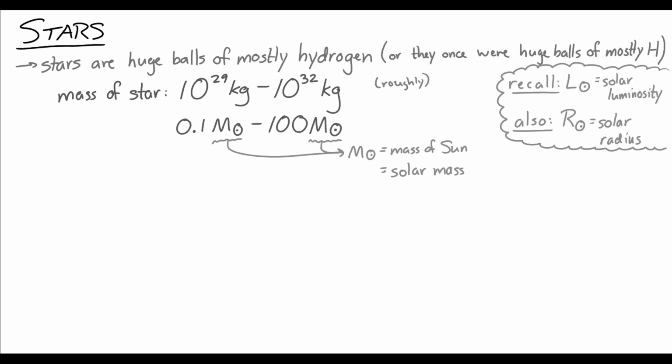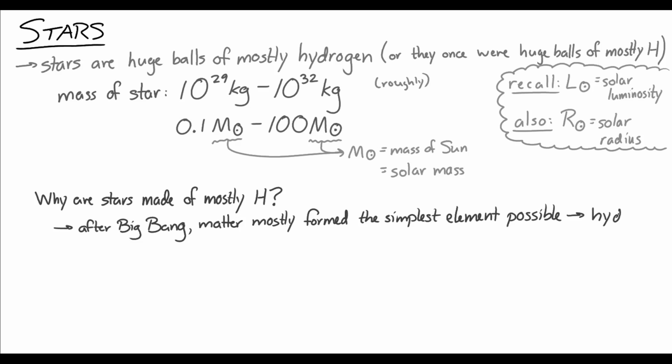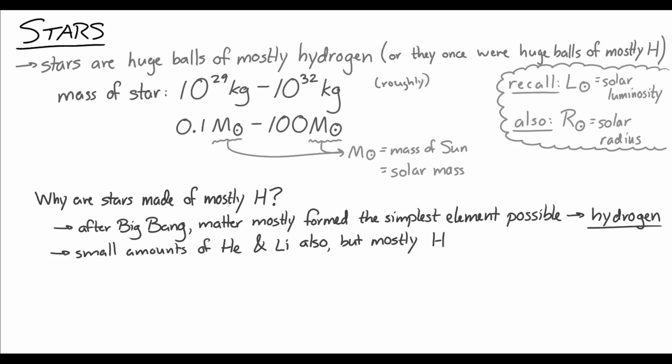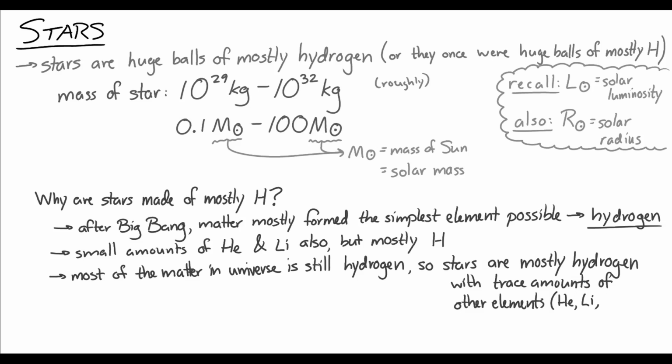So why hydrogen? Why would stars mostly be made of hydrogen? Well, that's because after the Big Bang occurred, matter mostly formed the simplest element possible, which is hydrogen. Now, there was a very small amount of helium and lithium formed, but by far the most common element formed after the Big Bang was hydrogen. And that's still the case. Most of the matter in the universe is hydrogen, and so stars are mostly hydrogen. Although they can have trace amounts of other elements like helium, lithium, calcium, oxygen, carbon, iron, and so on and so on. So how do stars form?